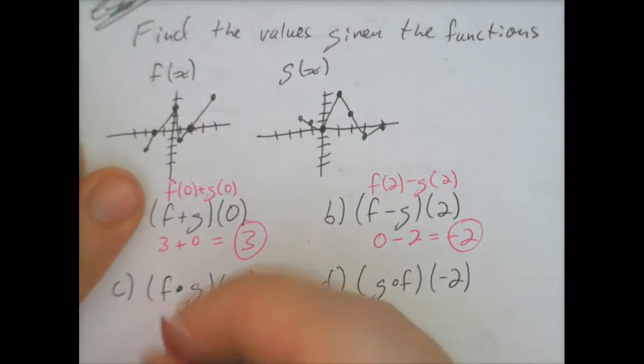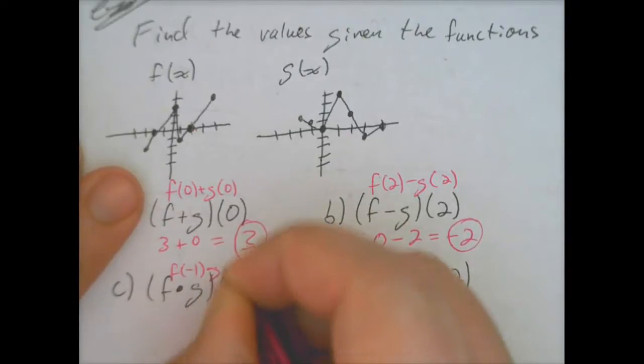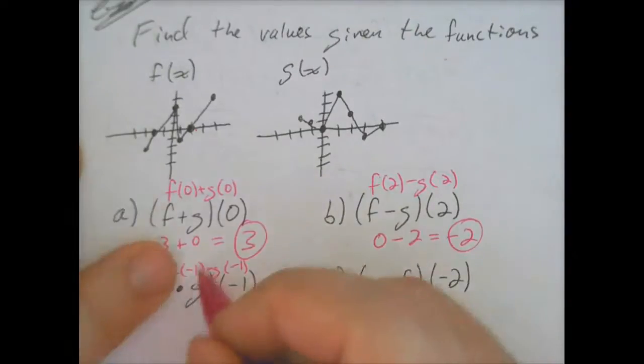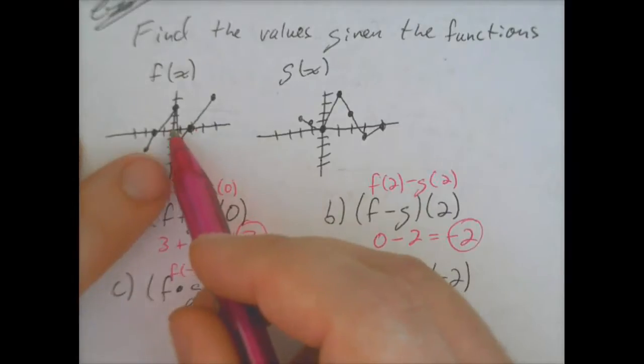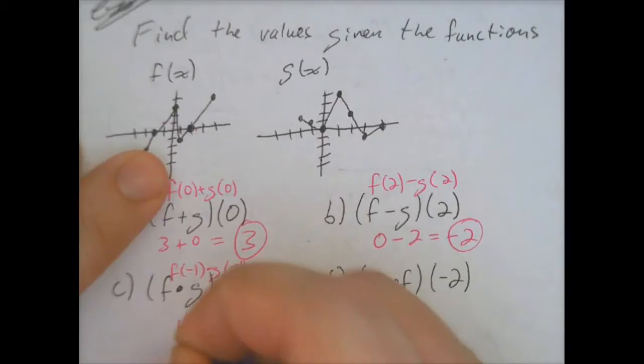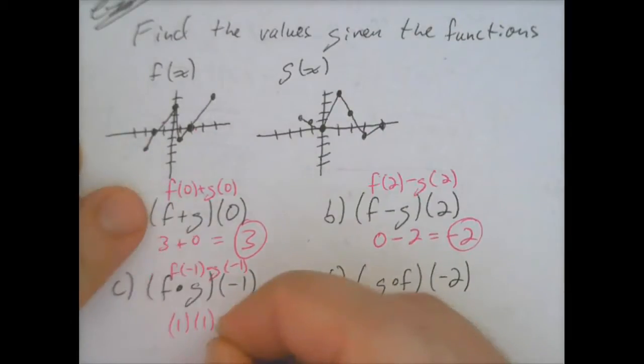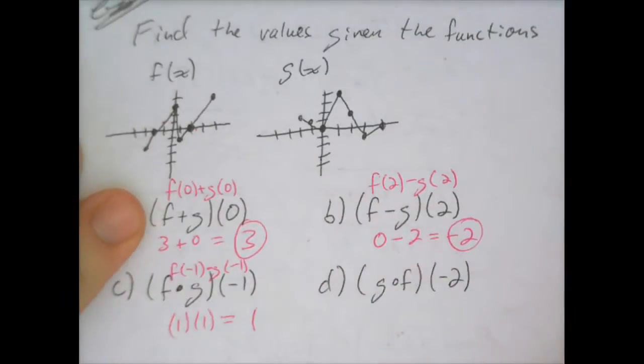Same thing down here. This is just multiplication, so f of negative 1 times g of negative 1. Well, f of negative 1 looks like about 1. So I have 1 times g of negative 1 is also 1. 1 times 1 is 1.